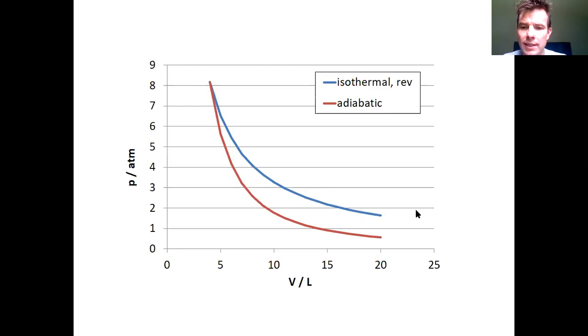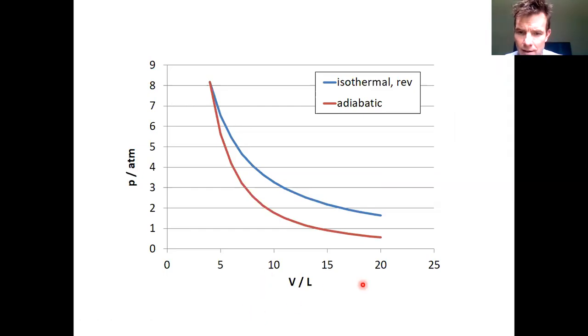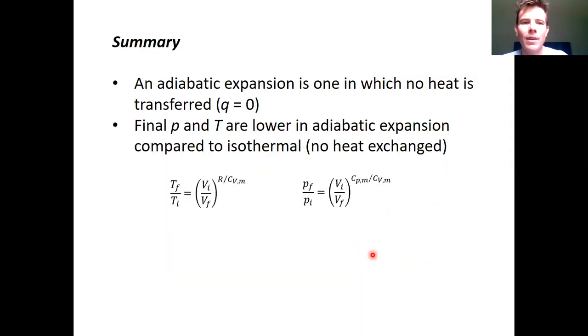And what you can see is that the pressure in an adiabatic expansion is lower than in an isothermal expansion, just like we had predicted. So this all works, and we're good to go. In summary, an adiabatic expansion is one in which no heat is transferred. Q is 0.